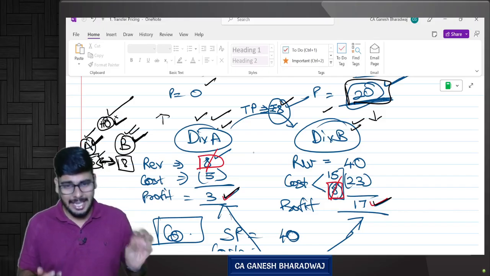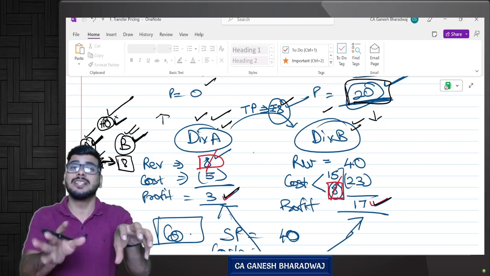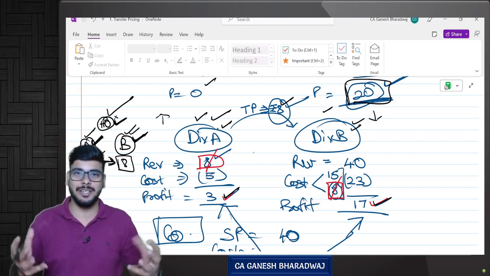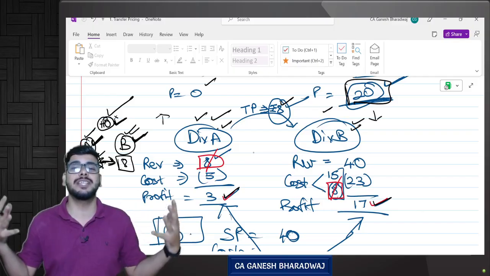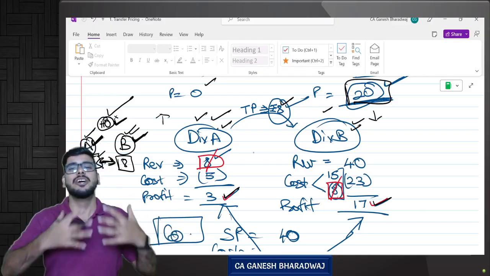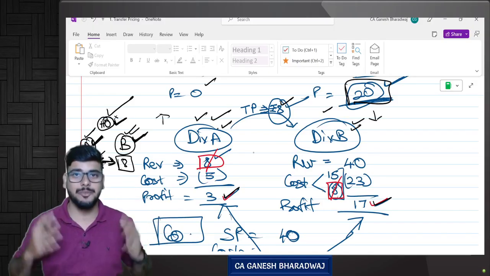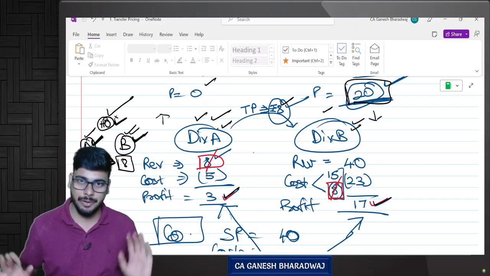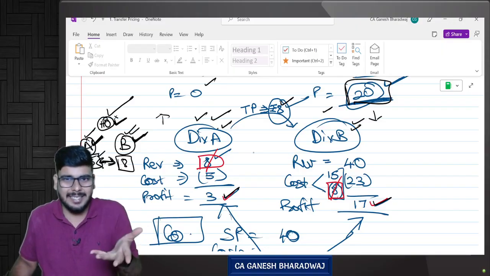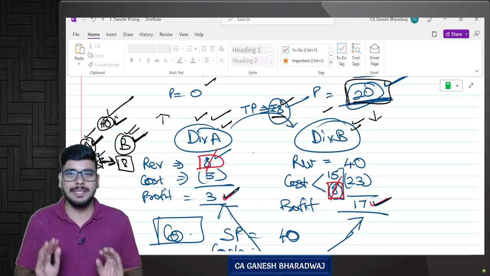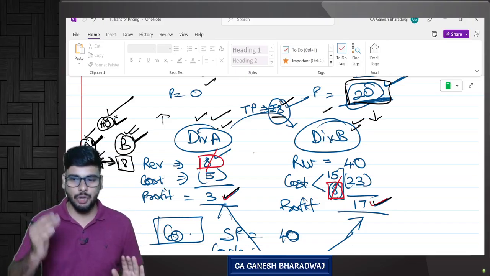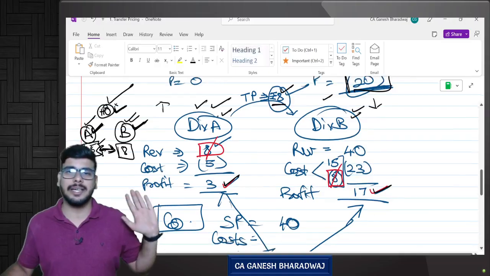Or in other words, if I introduce the transfer pricing concept, the cost centers will now become profit centers, and they will start competing with each other. It's a healthy competition which will help achieve the overall objectives of the company. Are you clear with this? Now, in this example, I told you transfer price is equal to rupees 8, and based on that, we did the calculation.